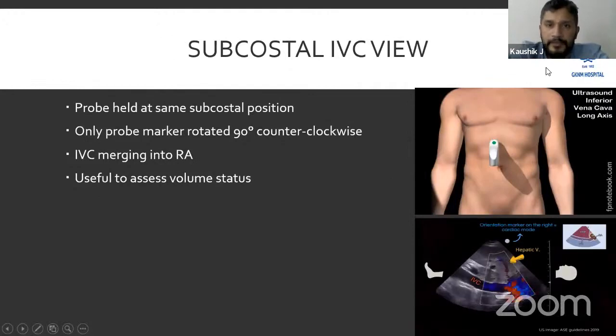And we have the subcostal IVC view, wherein it is placed at the same position, that is at a sub-xiphoid level, and the probe marker is rotated 90 degrees so that it's pointing at around 12 o'clock position. And we can see that the IVC gradually enters into the right atrium. This is usually useful to assess the volume status.